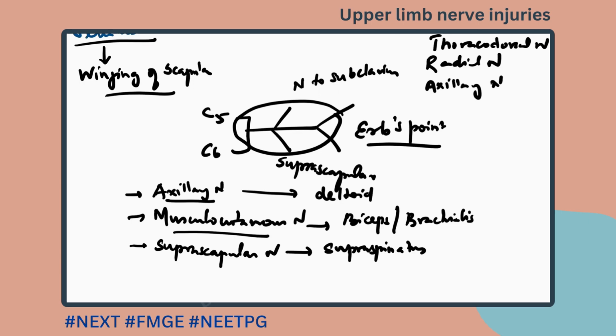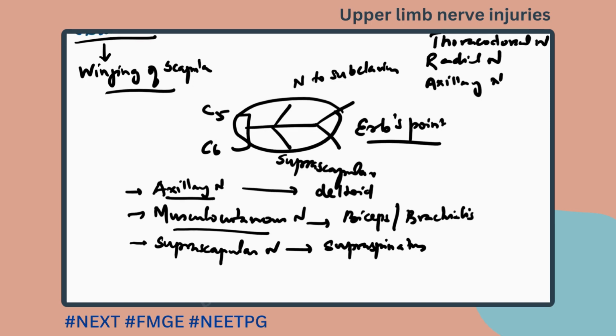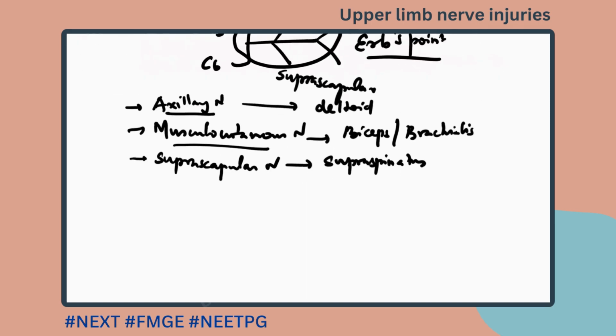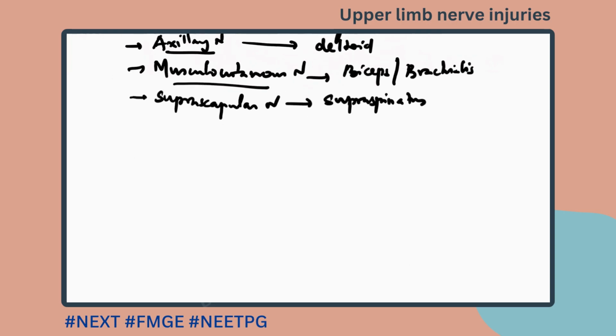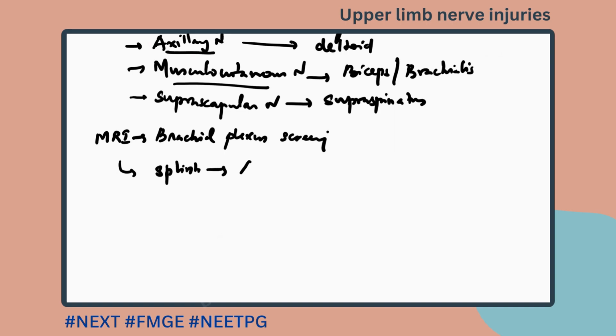Okay. So whenever an Erb's palsy happens, if it is an injury like this, you have to do an MRI, where they do a brachial plexus screening, and it can be treated with splints like the aeroplane splint. Aeroplane splint is a type of splint, so you use an aeroplane splint to treat brachial plexus palsy. Sometimes it also requires surgery if the injury is very severe.